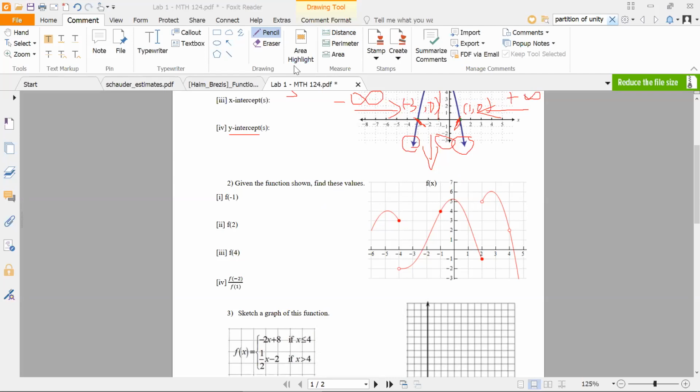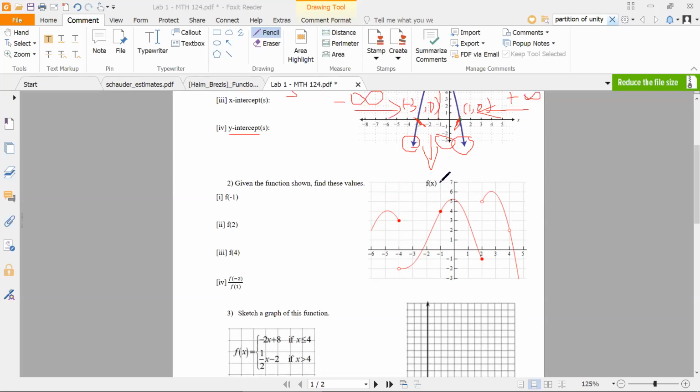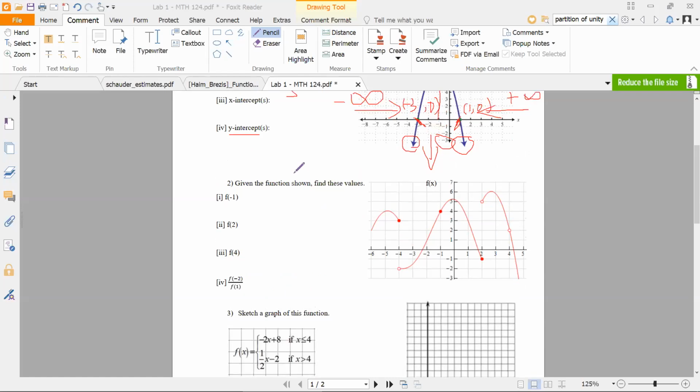Okay, now we move to question 2. Again, this is about observation. We have 2 observation questions, 1 raw question, sketch a graph, and many other questions. For this one, we know this is the picture of the graph, and they need you to evaluate the values f(-1), f(2), f(4), and this one. So how do you do the first one?